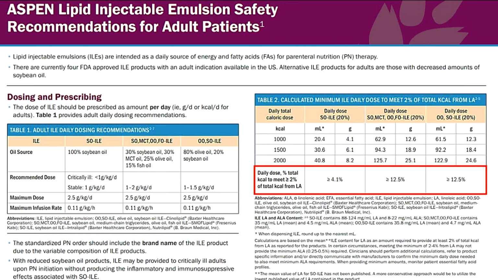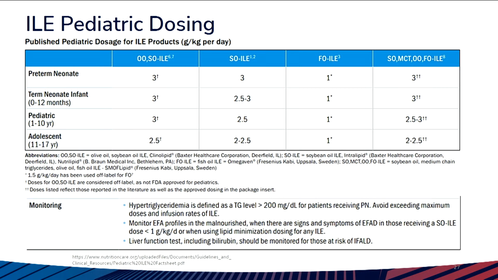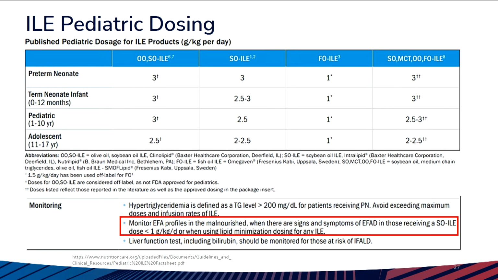And here you can see where they have their recommendations. They do give some for minimum dosing for all of the ILEs that are approved in the US. So for pediatric dosing, this is ASPEN's recommendations for all the ILE products. They do give recommendations for the olive oil-based product. It isn't at this point approved in the United States for pediatric use, but ASPEN does provide some dosing on that. And here you can see, though, they just say monitor EFA profiles if the patient is malnourished, when there's signs and symptoms, and then if they're minimizing lipids for some reason.